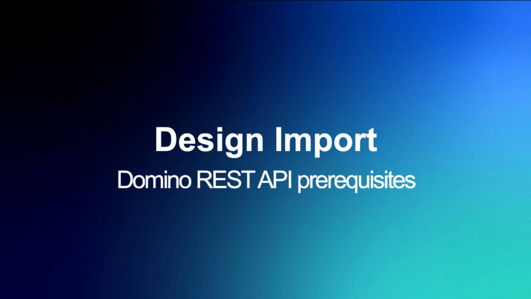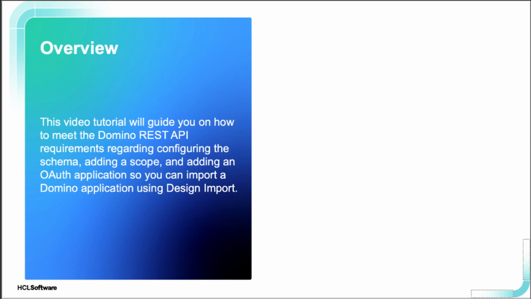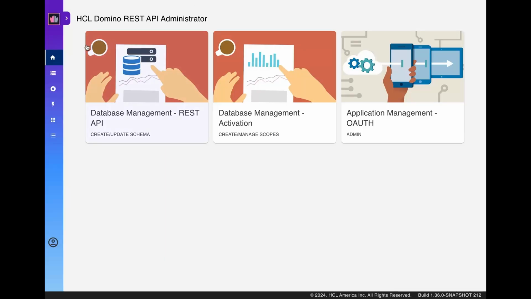Welcome to this tutorial. This video tutorial will guide you on how to meet the Domino REST API requirements regarding configuring the schema, adding a scope, and adding an OAuth application so you can import a Domino application using Design Import. To start, log in to Domino REST API.